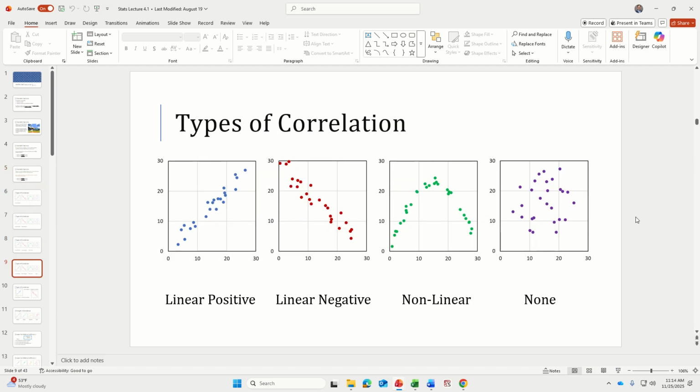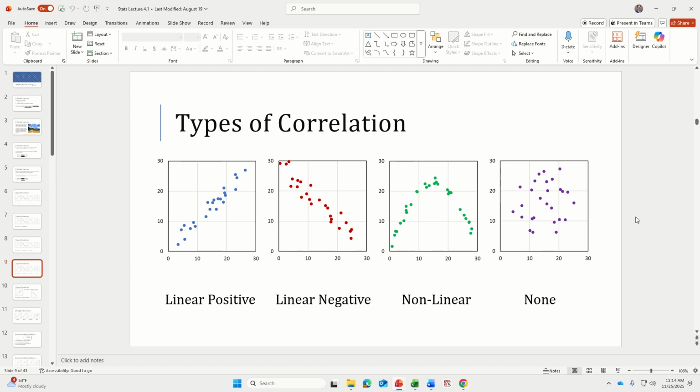Here are the types of correlation if you were asked about the type of correlation. This blue example, these blue dots seem to be a linear correlation, and since it's increasing from left to right, this would have a positive slope for the line, so we call that a linear positive correlation. And these red dots, since they are decreasing in general from left to right, the trend line would be a line with a negative slope, so we call that a linear negative correlation.